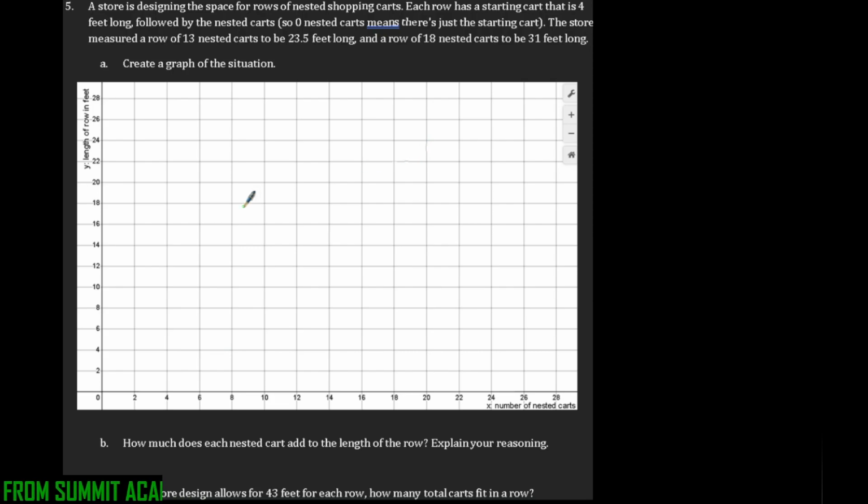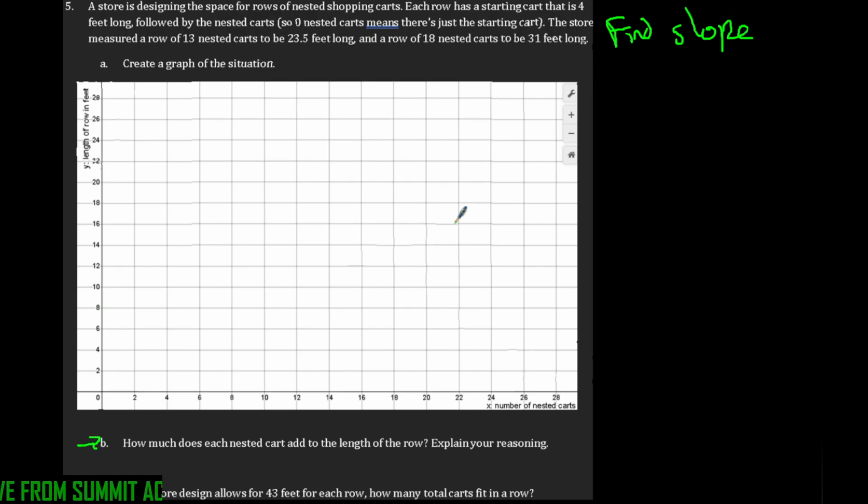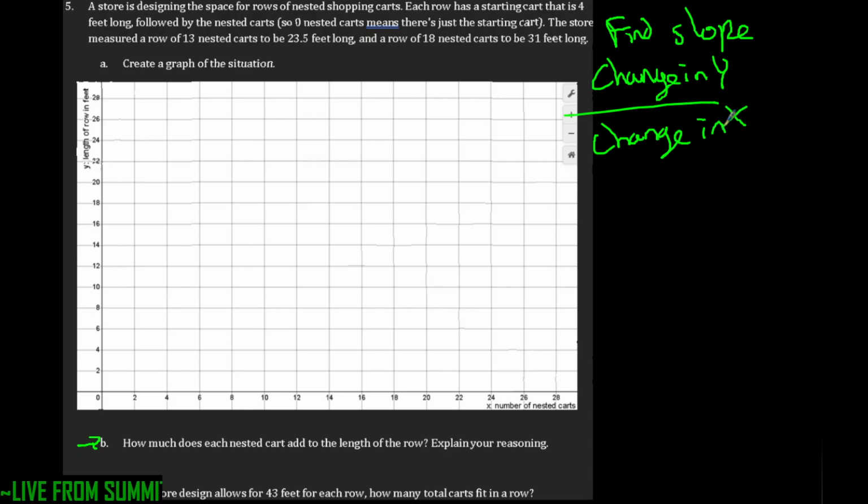So what I would do is this. Again, use the graph that's given. Notice how on your y-axis it has the length of the row in feet, and on the x-axis it's the number of nested carts. And so what you can do is find slope, which is going to be this part B. We're going to say find slope, again change in y over change in x. And so what I can do is find those values.